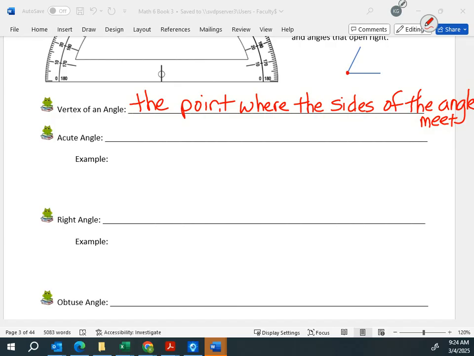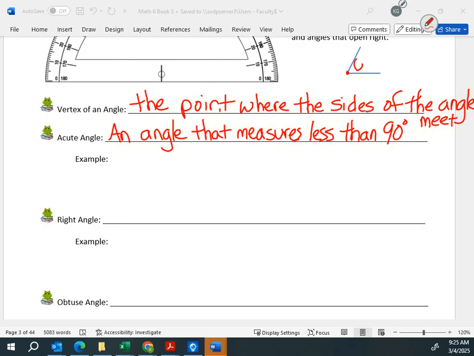Our first angle type is an angle that measures less than 90 degrees, an acute angle. I like to think of it as the little angles are just so cute. They're just cute and little. So that's the acute angle, or the cute little ones. They are less than 90 degrees.